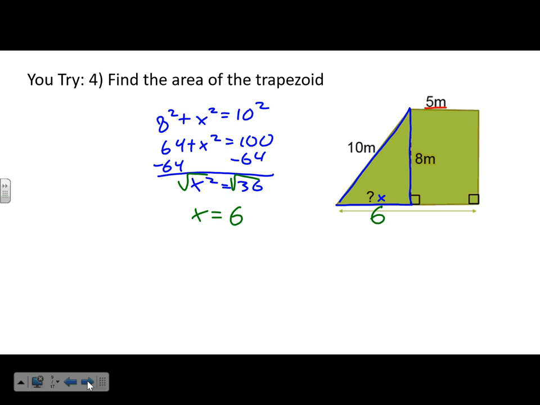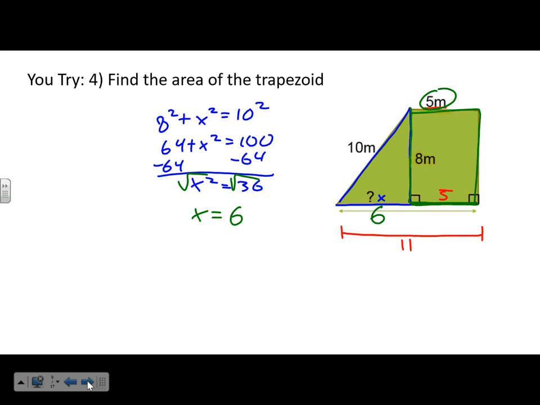But that doesn't tell us the whole base. That's just that blue part. So to find the rest of it, you have to remember, just like we did in the last one, if this is 5, this is now a rectangle. So if that top part is 5, then this bottom part is 5. So the whole thing is 5 plus 6, which is 11.